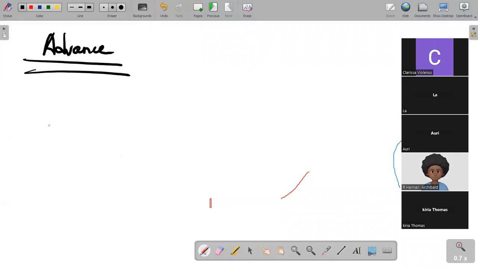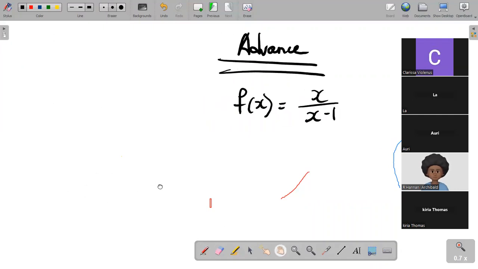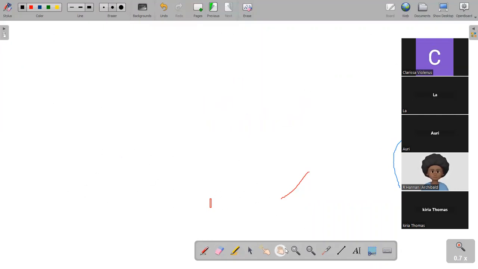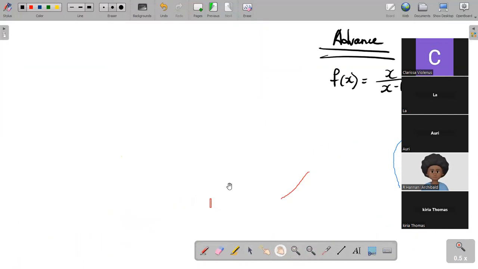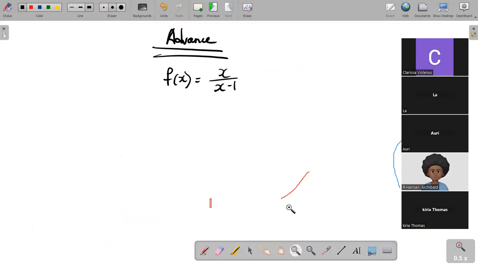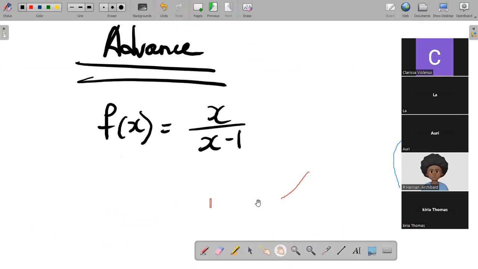What's the difference between a basic and an advanced question? f of x is equal to x over x minus 1. Anybody can tell the difference already? In the examples before, how many x's did we have to work around? It's just one x somewhere and that's it. Versus here, how many x's do they give us to work with? One in the numerator, one in the denominator. So you see the difference already?